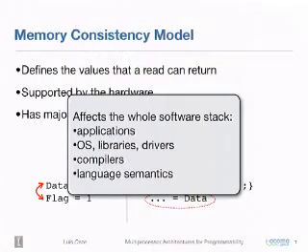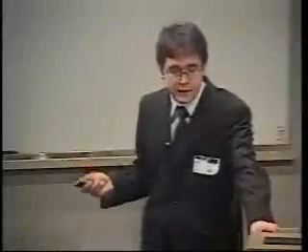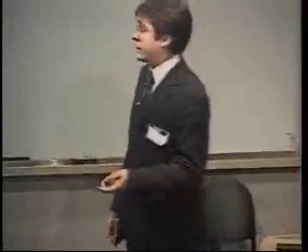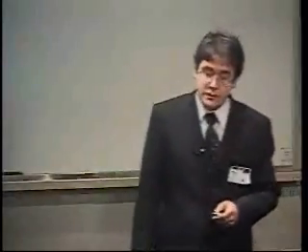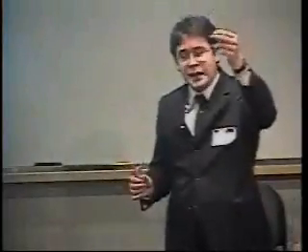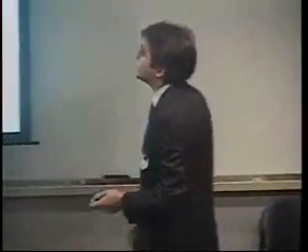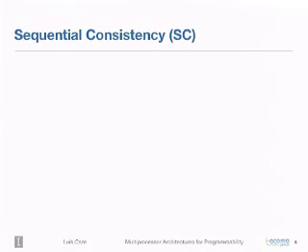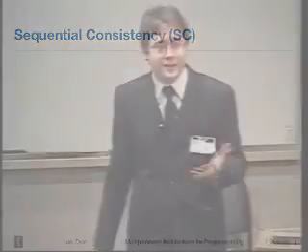So I guess it's not too hard to argue that a memory consistency model affects the whole software stack. It affects how applications are written, how operating system libraries and drivers are written, how compilers generate code and what optimizations are allowed, and it also eventually makes its way up to the language semantics. I'm not saying that the language and the hardware support the same memory consistency model, but there must be an efficient mapping between the memory consistency model specified in the language and how it's mapped to the hardware. One of the most intuitive memory consistency models, actually the most intuitive, is sequential consistency.